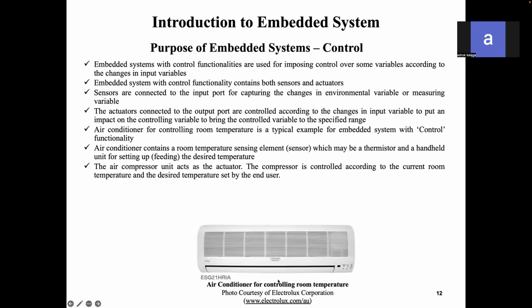The best example here is the air conditioner. The air conditioner is for controlling the room temperature. Okay. The air conditioner contains a room temperature sensing element, which may be a thermistor, and a handheld unit for setting up the desired temperature. The air compressor unit acts as the actuator. The compressor is controlled according to the current room temperature and the desired temperature set by the end user.